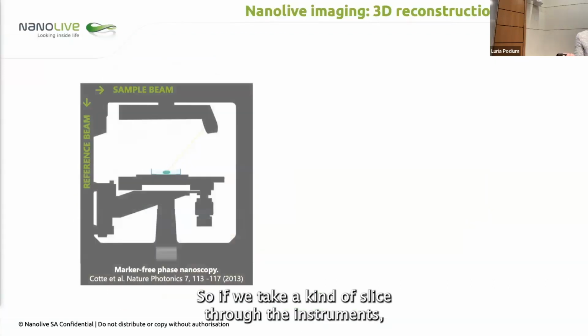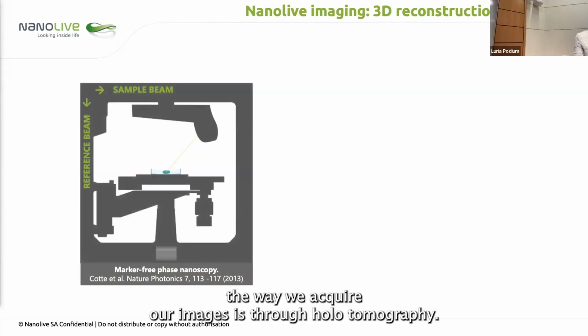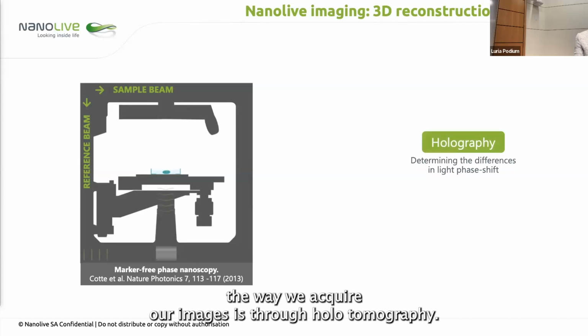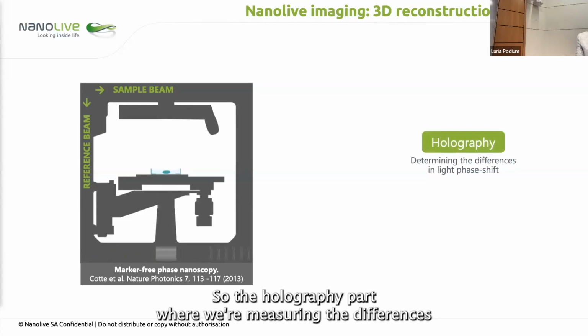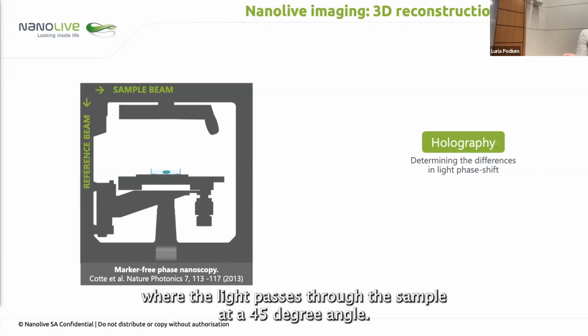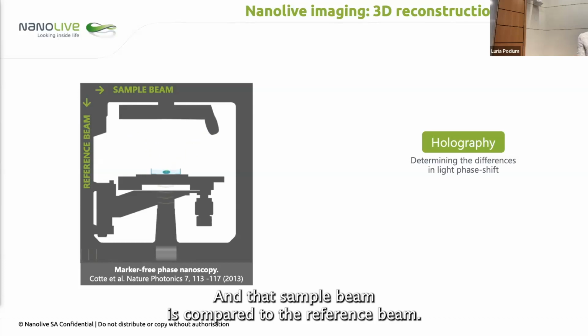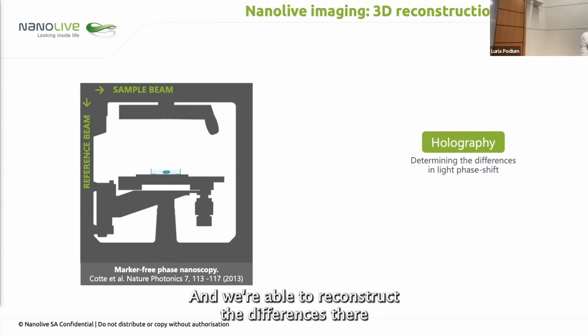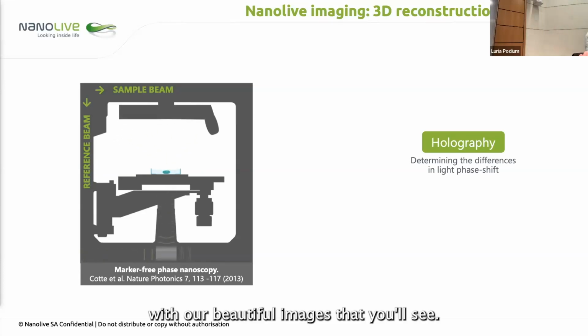So if we take a kind of slice through the instrument, the way we acquire our images is through holotomography. So the holography part, where we're measuring the differences in phase shift between the sample beam, as you can see here, where the light passes through the sample at a 45-degree angle. And that sample beam is compared to the reference beam, and we're able to reconstruct the differences there with our beautiful images that you'll see.